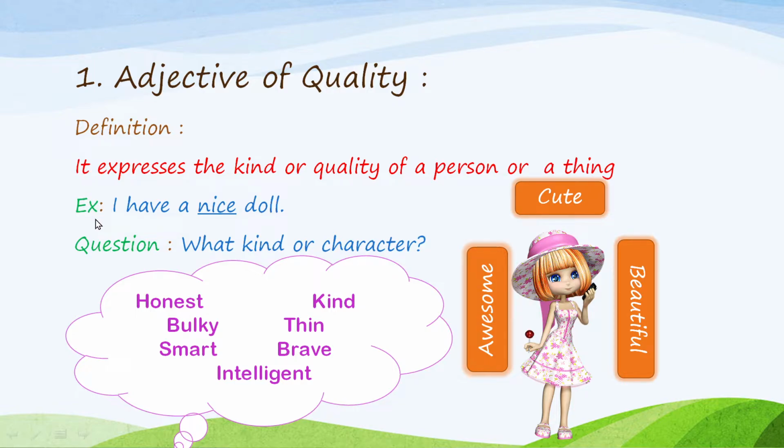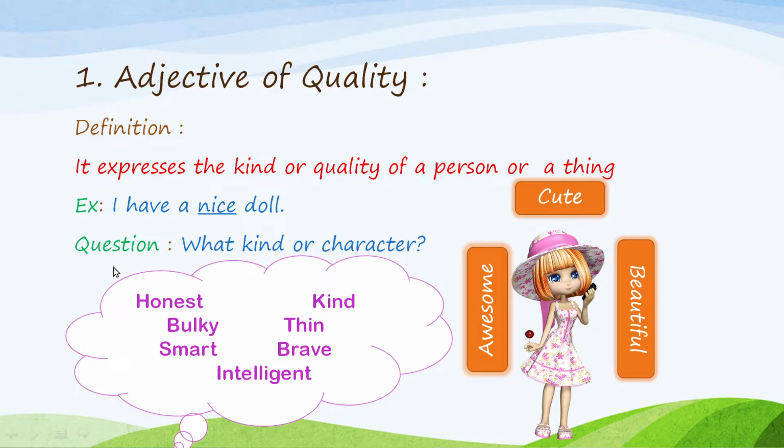Let's take an example. I have a nice doll. When I say nice, this word nice is describing the doll. What all words can I use here to describe the doll? I can say I have a cute doll. I have a beautiful doll. It is awesome. So these words here, nice, cute, awesome, beautiful, are all adjective of quality that is describing the character of this doll.